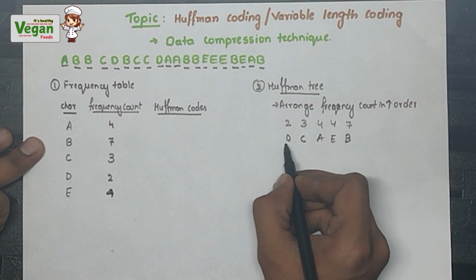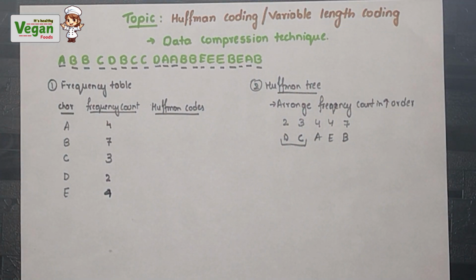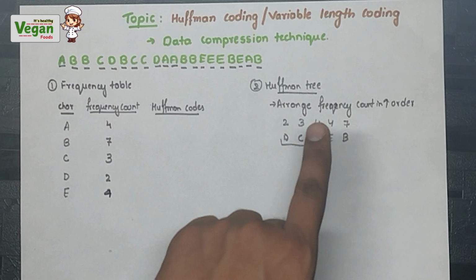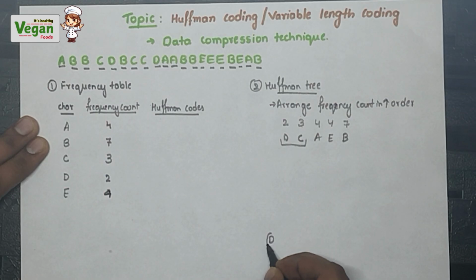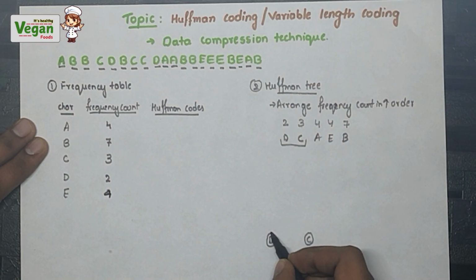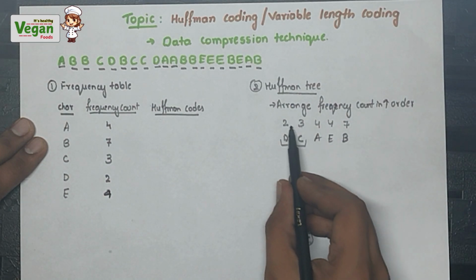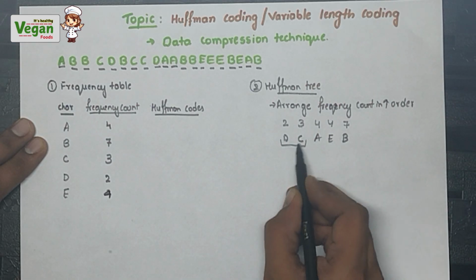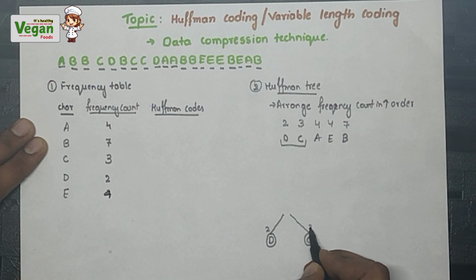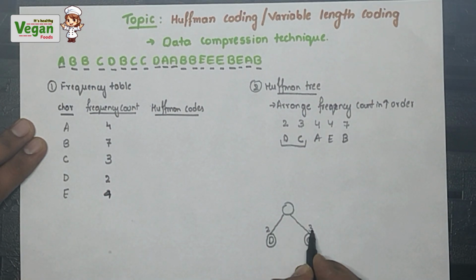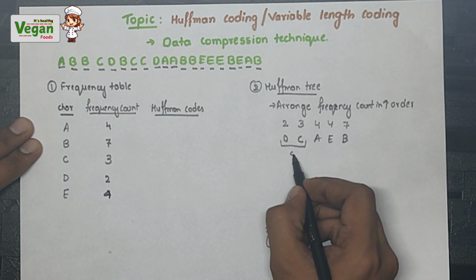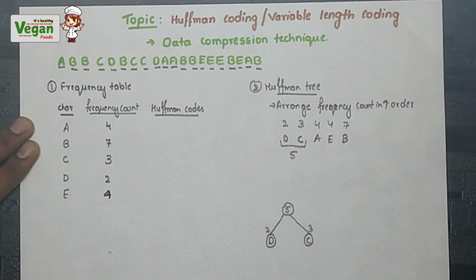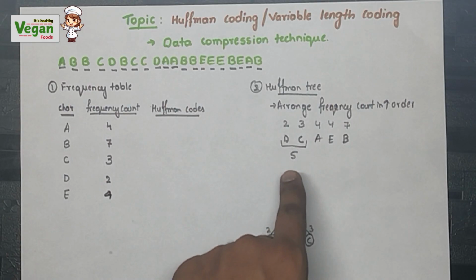Now we must consider the two least frequency counts, that is 2 and 3, of the characters D and C. D will be written here and C will be written here. From here we will add those. What is the frequency count of D? It is 2. The frequency count of C is 3. So 3 plus 2 is 5. Now we are updated with the value. So D and C combined form the frequency count value of 5.